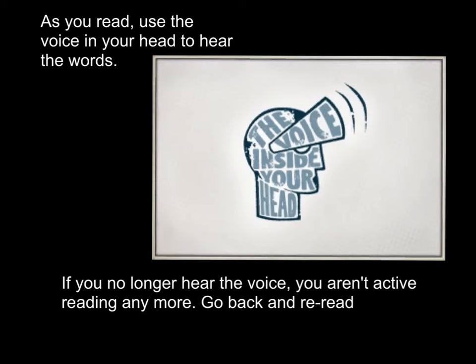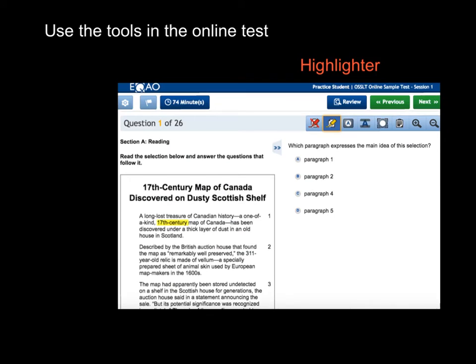As you read, use the reading voice in your brain. It's the inside voice that helps us process reading. Once you hear that voice turn off, you know you're no longer reading actively. You'll likely need to go back and reread. While you're reading, use the available tools in the online test, for example, the highlighter.